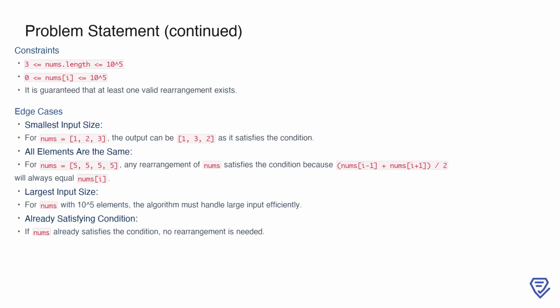A valid output could be [1, 3, 2]. If all elements in the array are the same, such as [5, 5, 5, 5], any rearrangement satisfies the condition because the average of the neighbors will always equal the middle value. For very large arrays, the algorithm must be efficient enough to handle up to 100,000 elements. Finally, if the input array already satisfies the condition, no rearrangement is needed.